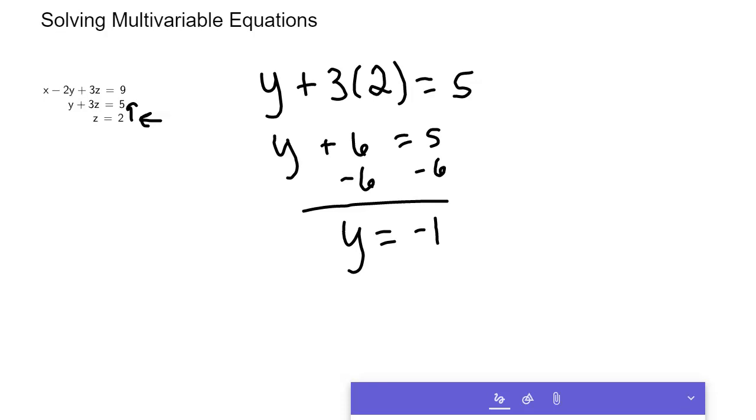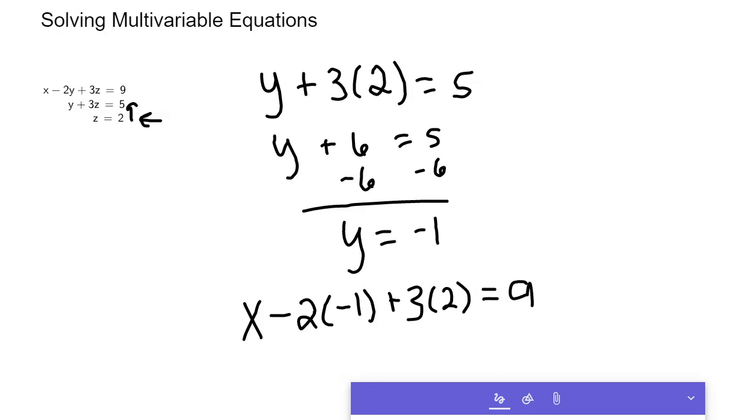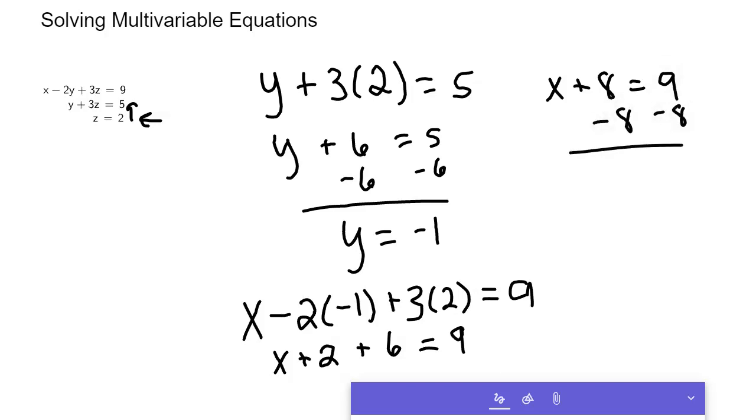And so now you can plug into that top equation. So x minus 2 times -1 plus 3 times 2 equals 9. And so you solve that, and you've got x plus 2 plus 6 equals 9. And 6 and 2 is 8, so x plus 8 equals 9. Just combining like terms, subtract the 8 over, and x would be 1. And so we've got our three answers here. So we've got z is 2, we've got y is -1, we've got x is 1.